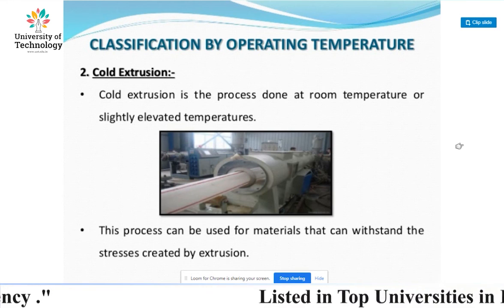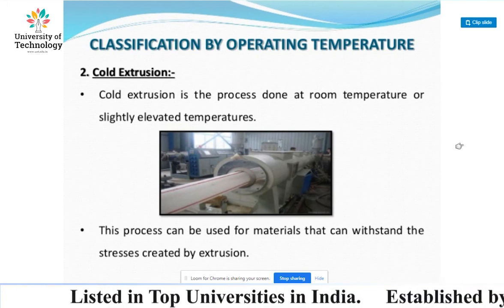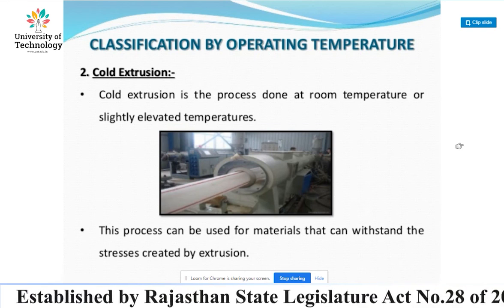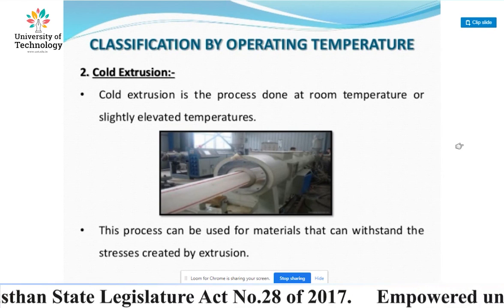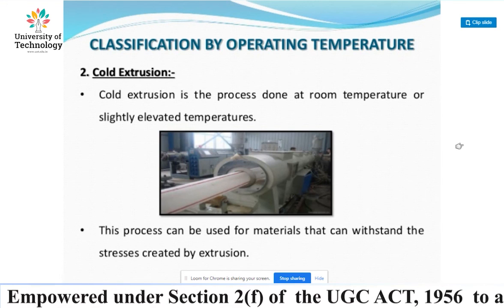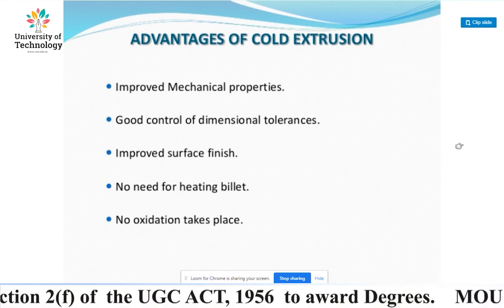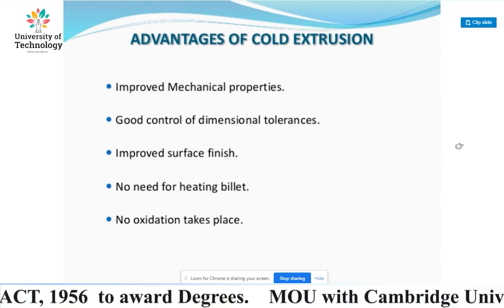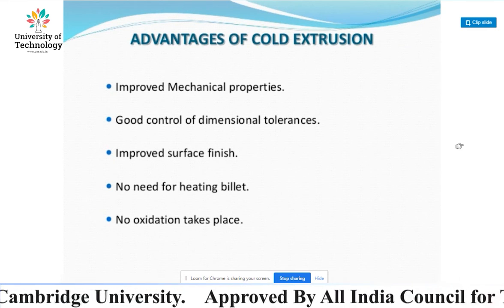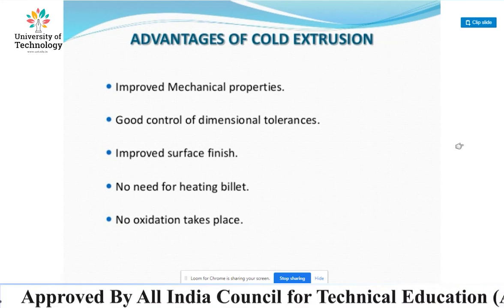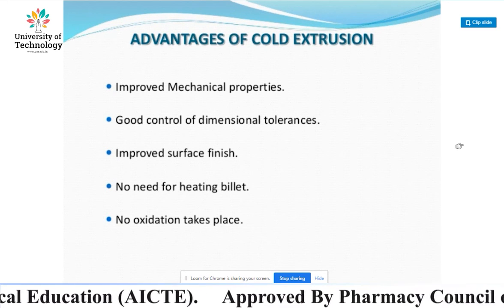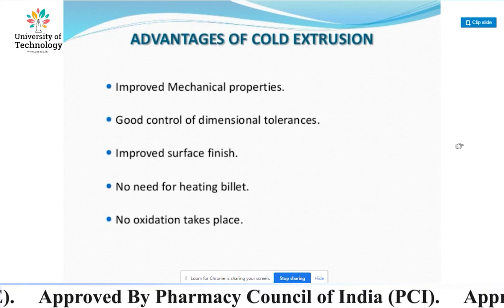Classification by operating temperature. The first one, cold extrusion. Cold extrusion is the process done at room temperature or slightly elevated temperatures. This process can be used for materials that can withstand the stresses created by extrusion. Advantages of cold extrusion are the improved mechanical properties, good control of dimensional tolerances, and the improved surface finish, no need for heating the billet, and no oxidation takes place in cold extrusion.